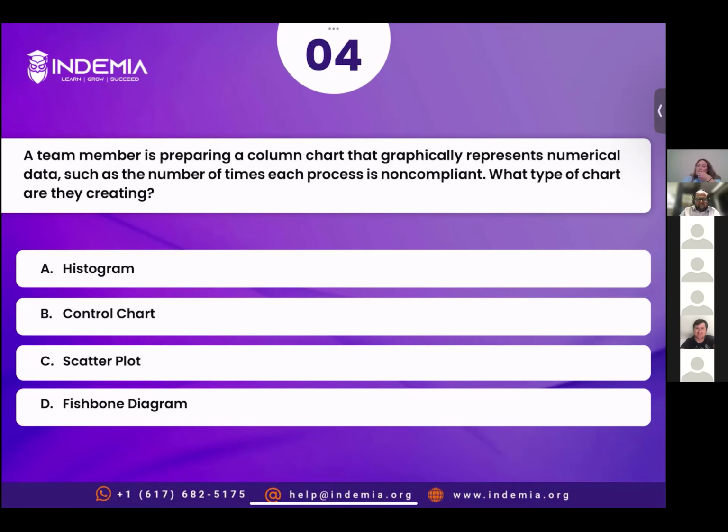All right. Thank you for the explanation. So the correct answer is option A. It's a histogram. It says a team member is preparing a column chart or a bar chart that graphically represents numerical data, such as the number of times each process is non-compliant or the number of defects, okay? So this type of chart is called a histogram.